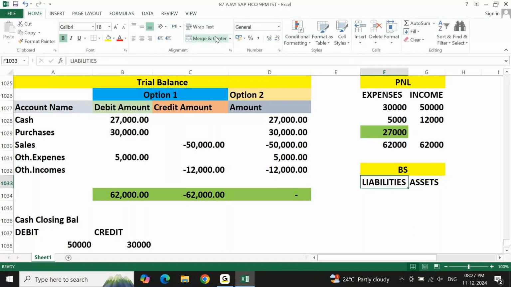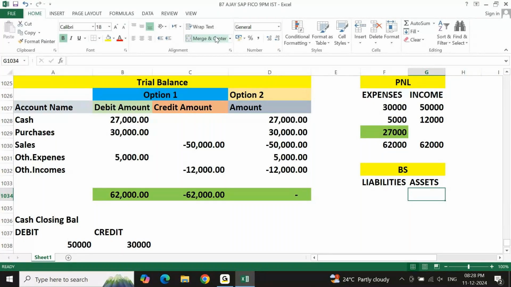First of all, do we have any asset in your trial balance? Cash. Cash is how much? 27. Does the balance sheet show any debit or credit, or does it not show debit or credit? It does not show any debit or credit. The balance sheet does not show any debit or credit.